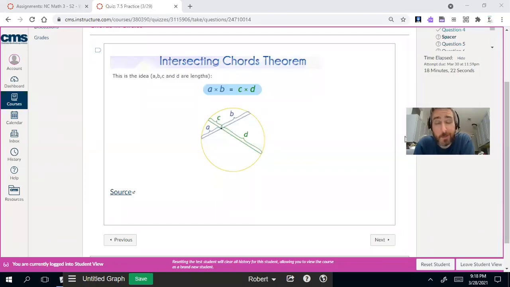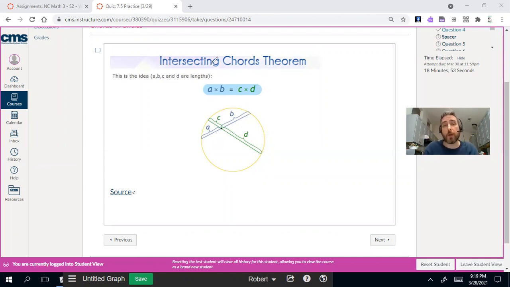All right, in this video, we're going to be talking about the relationships that chords make. It turns out that if you were to intersect two chords in a circle, the segments of those chords would be proportional to each other. That's because they would form two similar triangles. They would have angles that would all be the same measure, and similar triangles are proportional. So we can conclude that the segments themselves will be proportional to each other here.